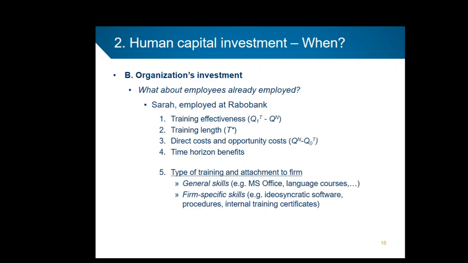Now, knowing and assuming that all four previous criteria are met, Rabobank is probably less likely to send Sarah for general skills training, unless, of course, they are fully sure that Sarah is loyal to the organization. They will, however, be more inclined to send her on firm-specific training. So organizations' optimal training decision for employees also strongly depends on the type of training.